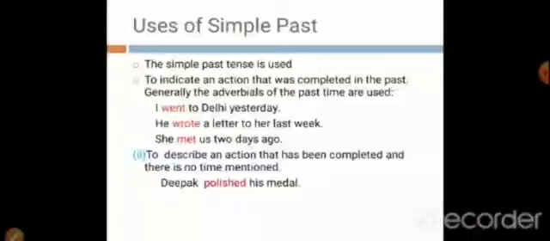To describe an action that has been completed and there is no time mentioned: Deepak polished his metal. Polished is in past tense. We can understand that the action of polishing is over, but when, that time is not mentioned. So in this case also we use simple past.